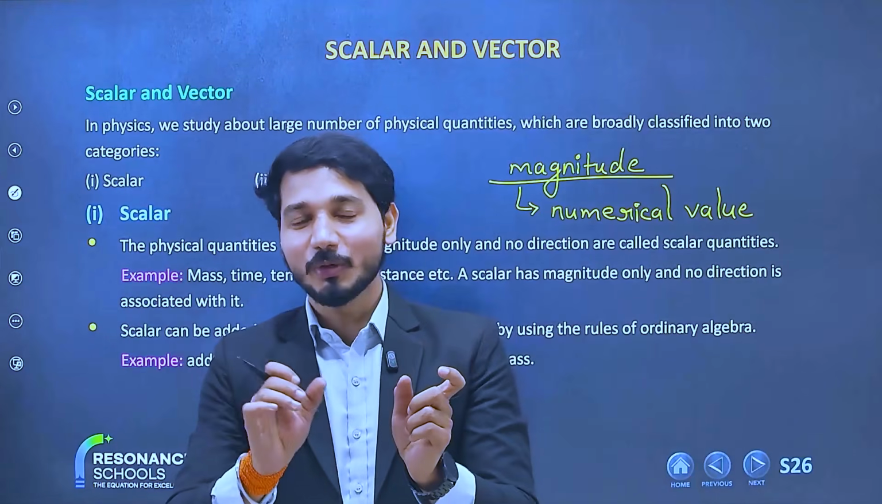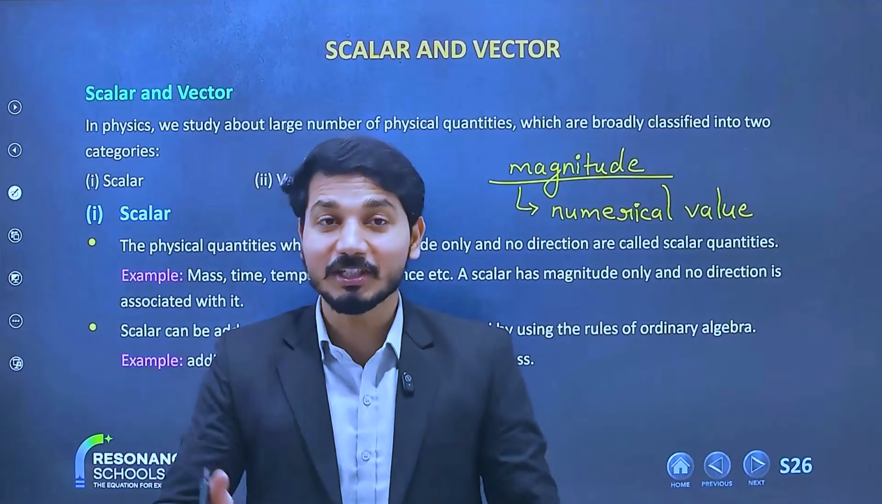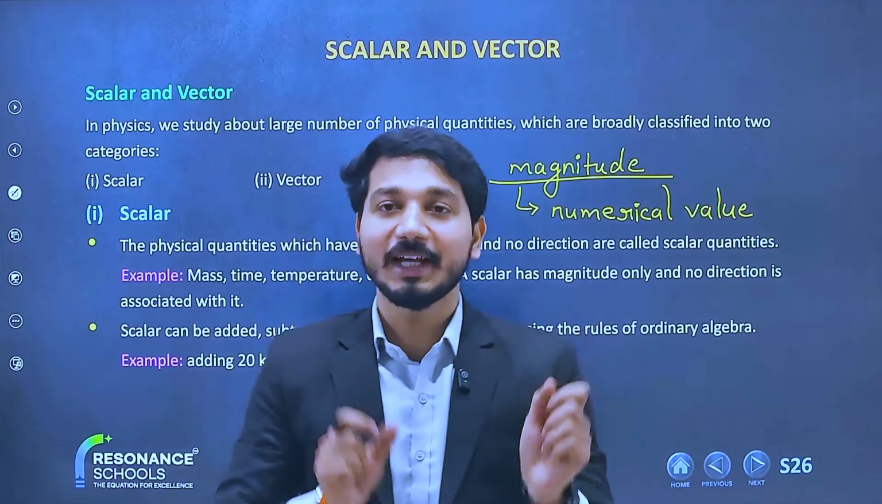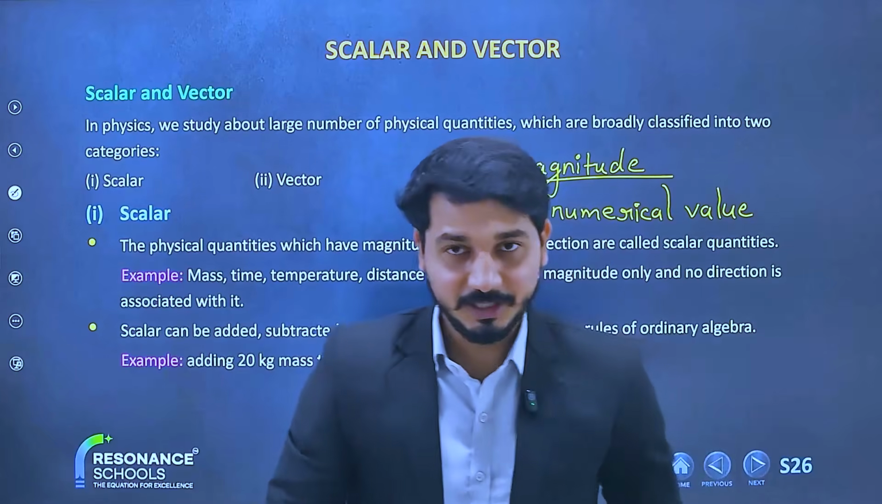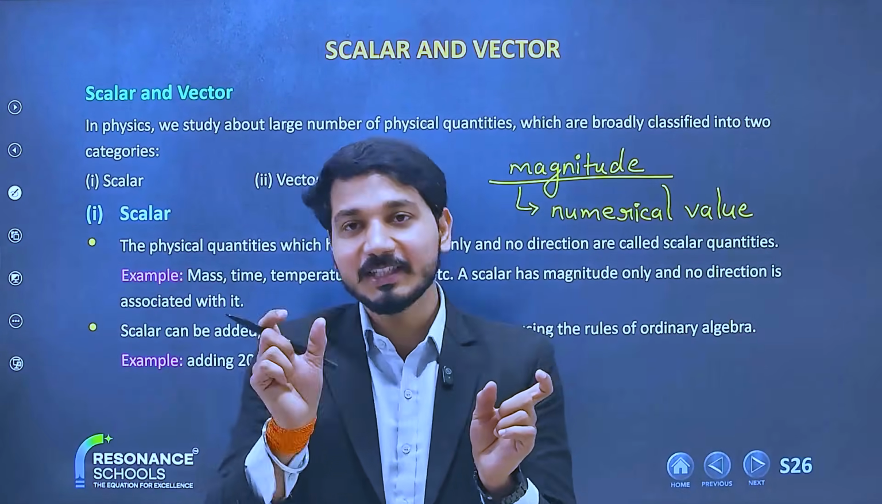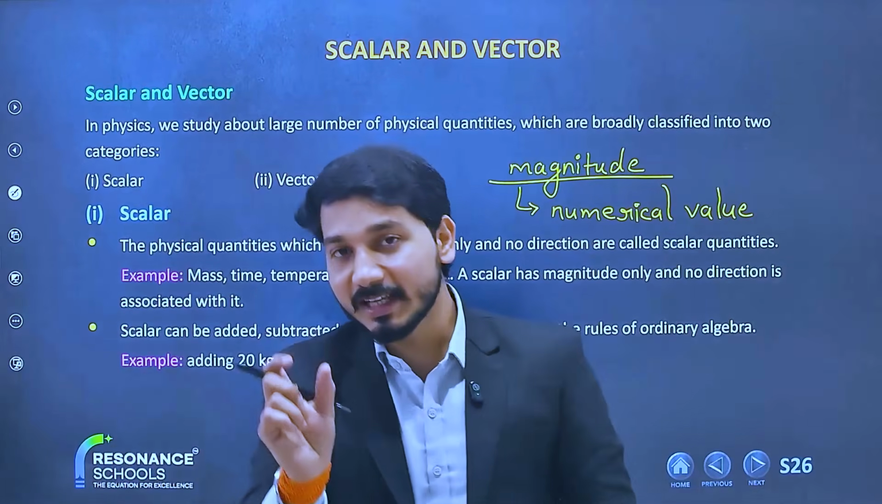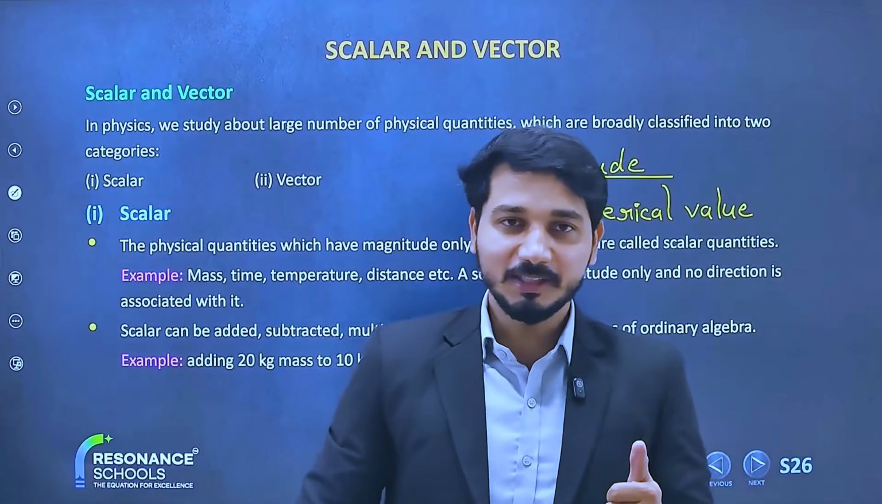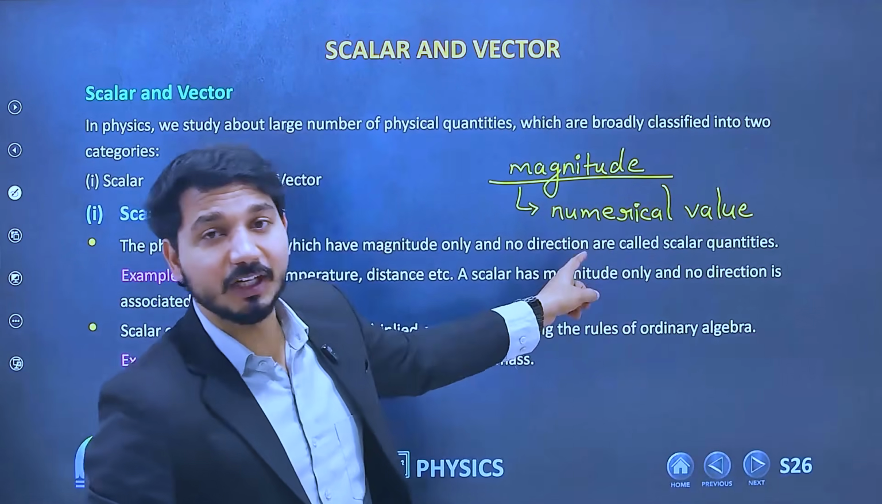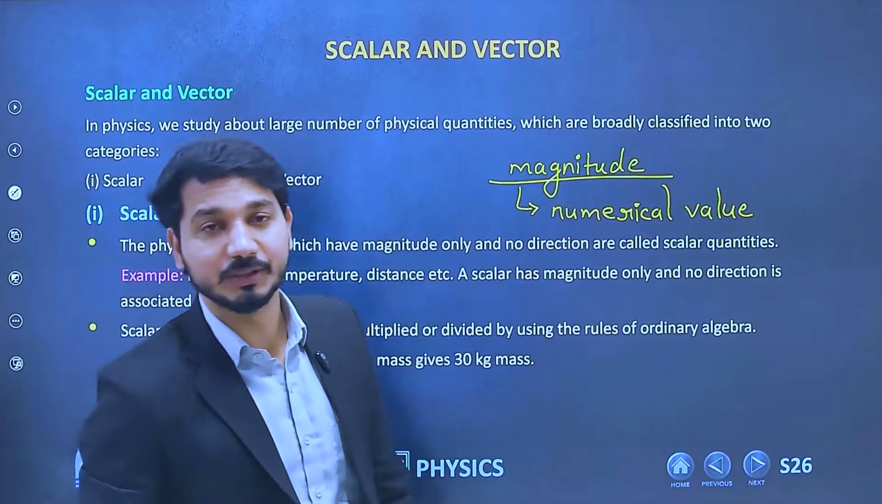Clear? If you are going to buy rice, so you are saying 5 kg of rice. So in 5 kg, 5 is the magnitude and kg is the unit, right? When you are saying 30 kg, 30 is the magnitude and kg is the unit. Clear? That number is the numerical value. This numerical value is called magnitude, right?